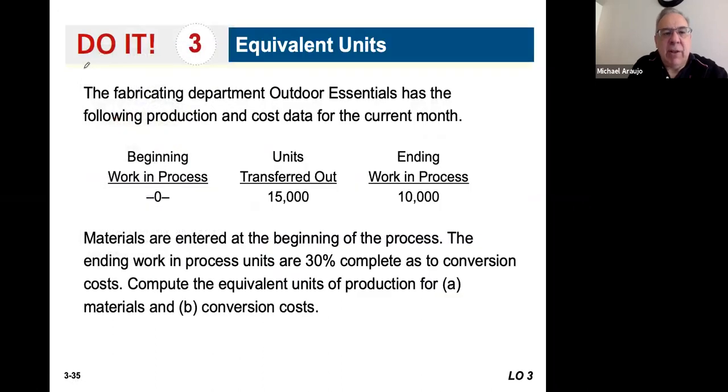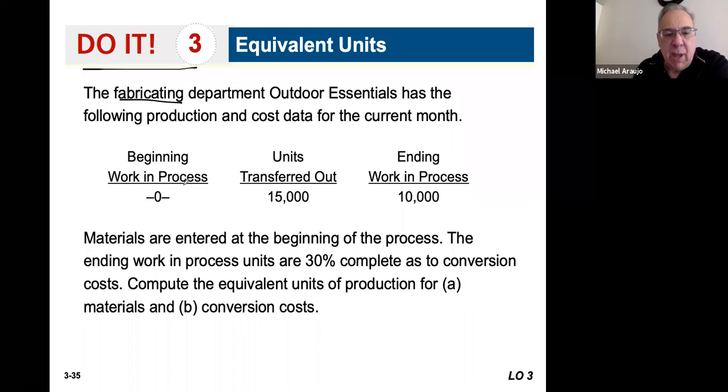Here's a do it exercise that is in your book on page 98, if you're looking on. And here we have a company, Outdoor Essentials, and their fabricating department. They have production cost and cost data for the month. Beginning work in process, 0. Well, that's going to be easy. Can't get confused with the 0.